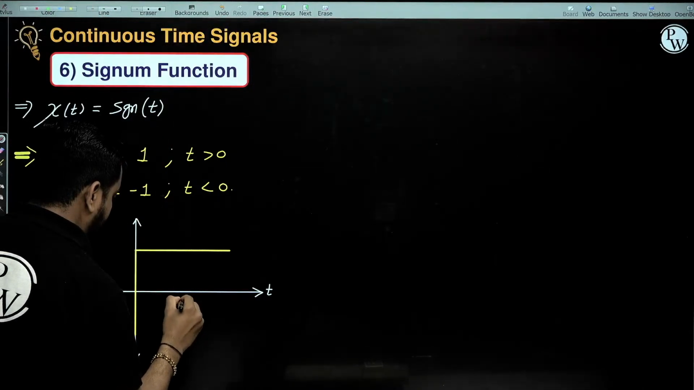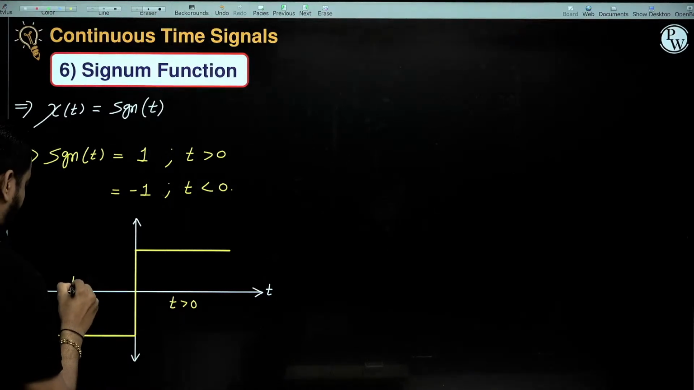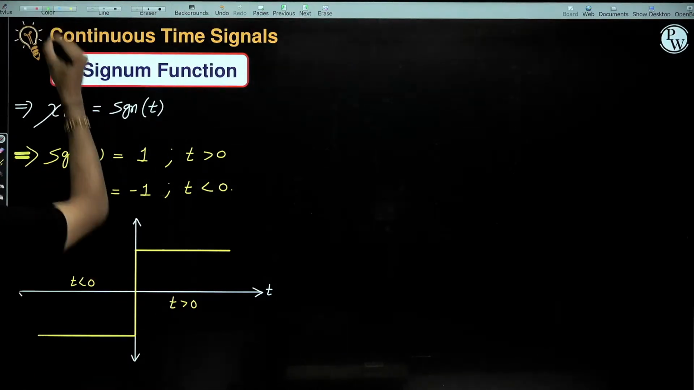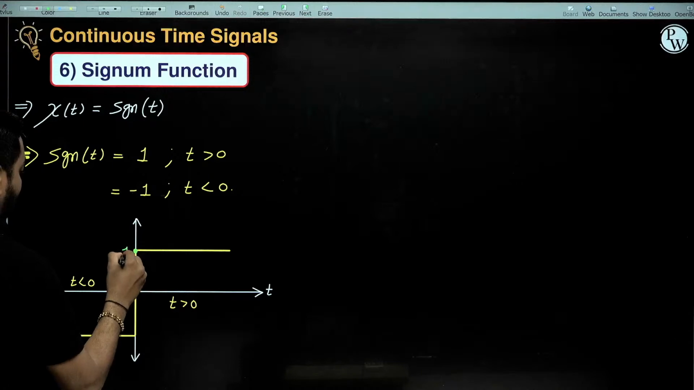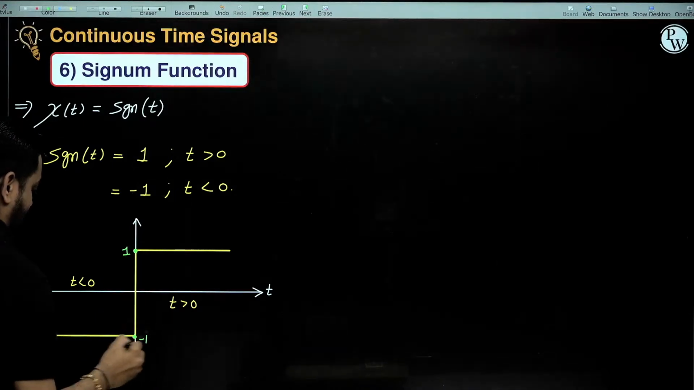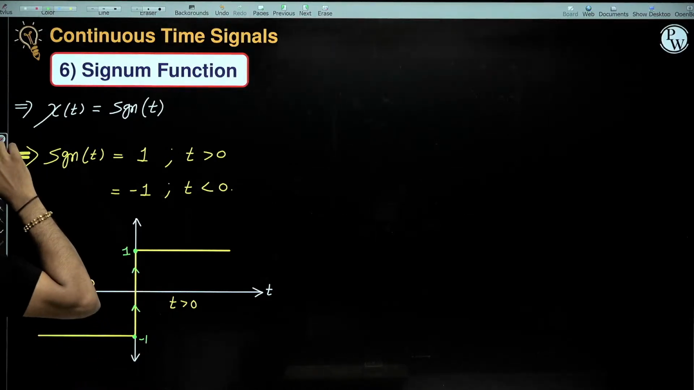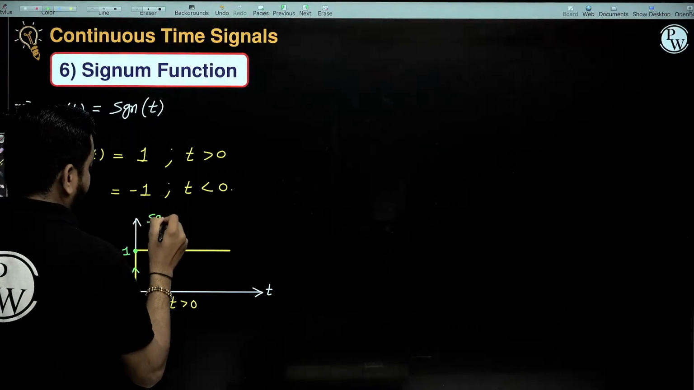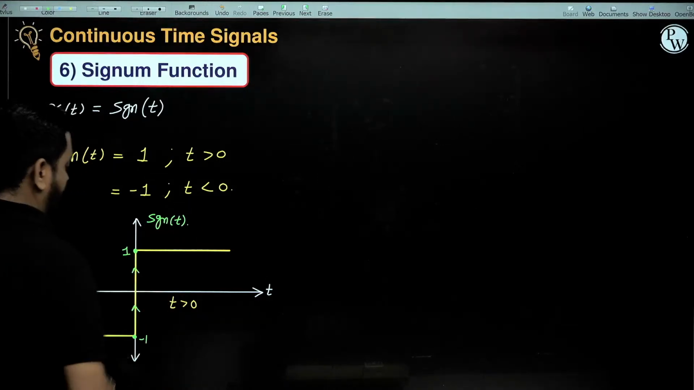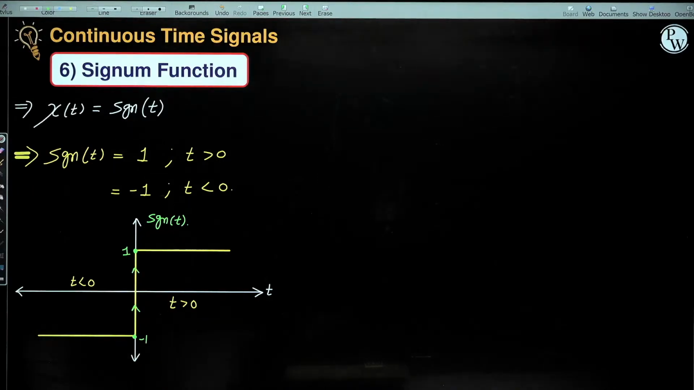For t greater than 0, amplitude is 1, and for t less than 0, amplitude is minus 1. So left to right, there is a sudden change in amplitude from minus 1 to 1, guys. Okay, this is Signum of t, guys. Okay, Signum of t.